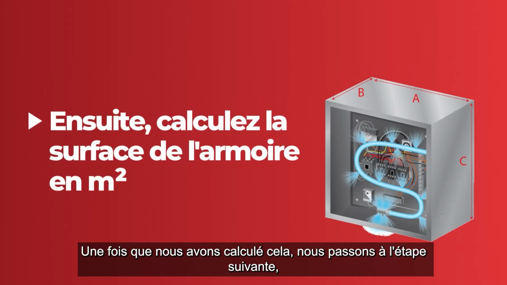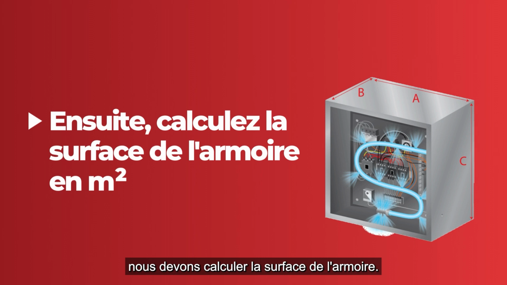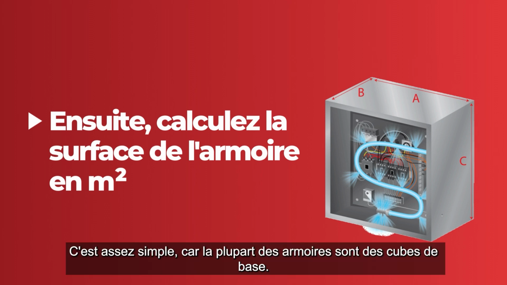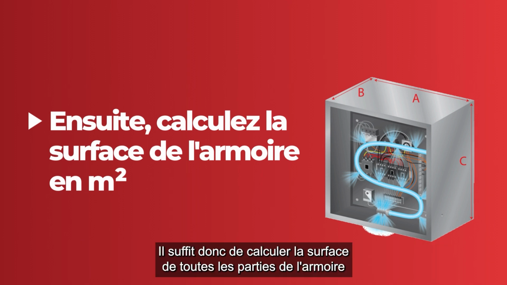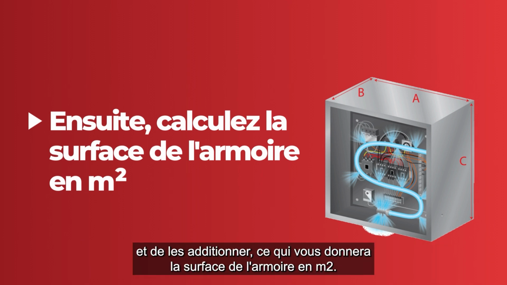Once we've worked that out, next we need to calculate the surface area of the cabinet. This is pretty straightforward, as most cabinets are basic cuboids. So you just do the surface area of all of the parts of the cabinet, add them up, and that will give you your surface area of the cabinet in meters squared.